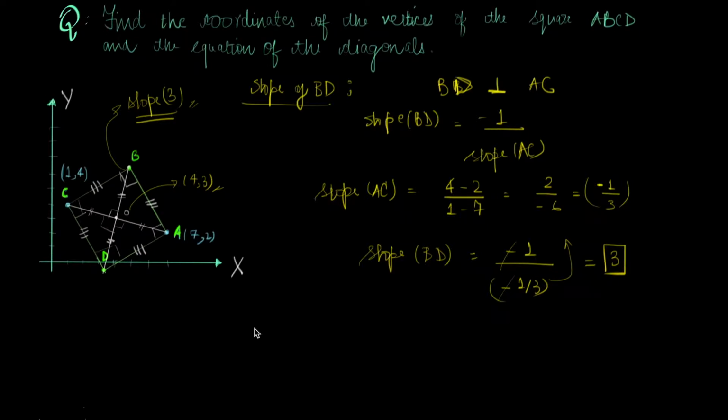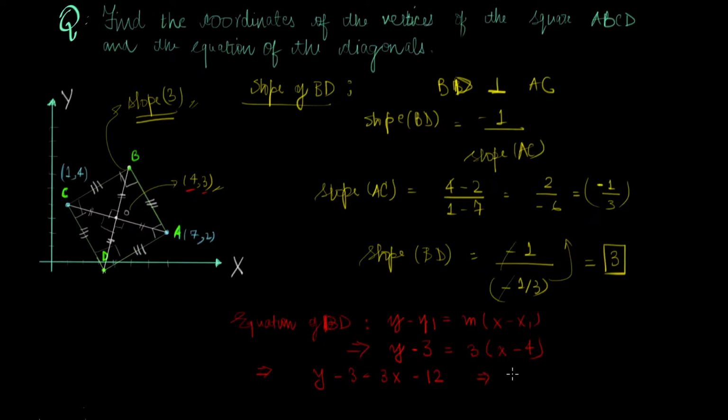And the only thing that's left to do is to find the equation of BD. Using the form y minus y1 equals the slope times x minus x1, we can employ that relation to get the equation of line BD as y minus the y-coordinate of the point through which it passes, which is 3, equals the slope, which is 3, times x minus the x-coordinate through which it passes, which is x minus 4. Simple as that. We can further simplify this to get y minus 3 equals 3x minus 12, since 3 times 4 is 12. We can add 3 on both sides to give y equals 3x minus 9. So that is the equation of BD.